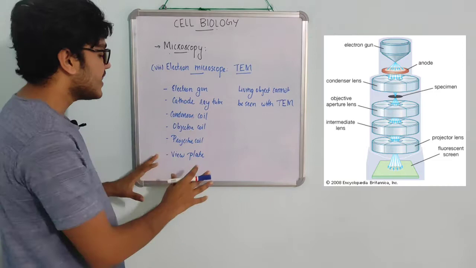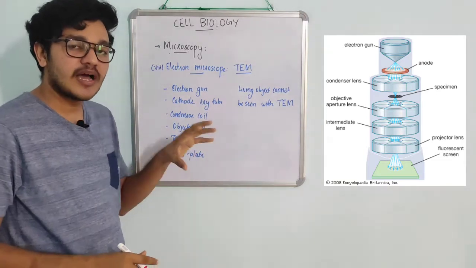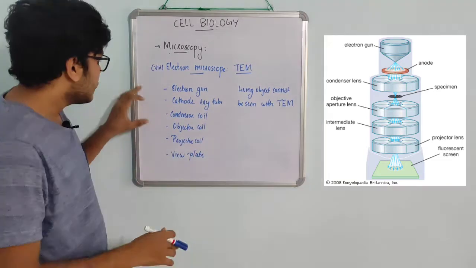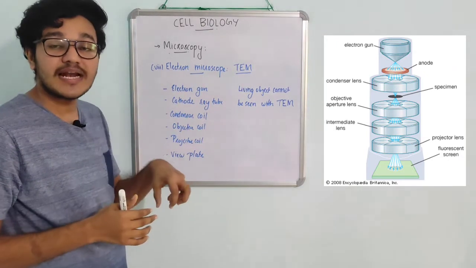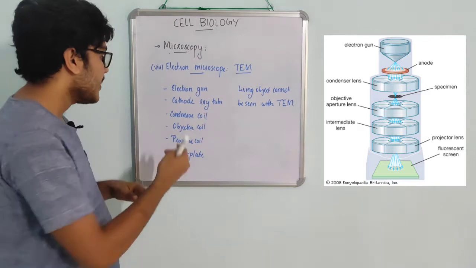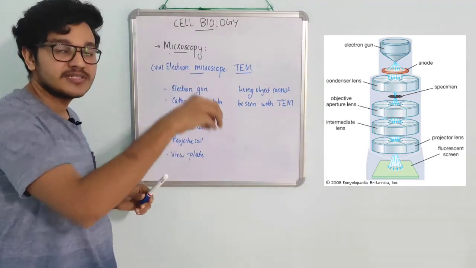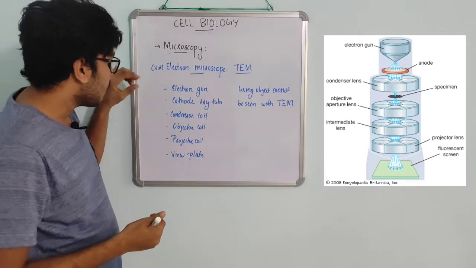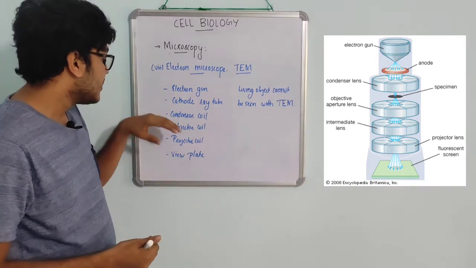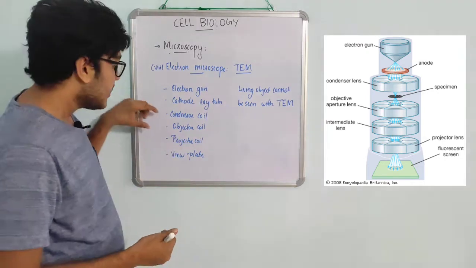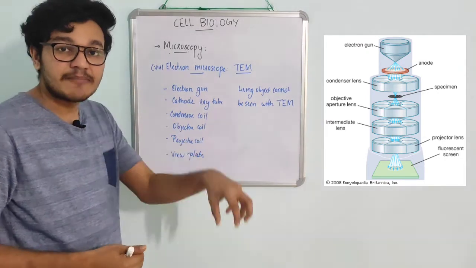Now first let's understand the basic structure or components of an electron microscope in a simple way. The first one is an electron gun, which is a V-shaped coil, and it shoots electrons when it is heated up to a high temperature. Then there is a cathode ray tube which focuses the electrons, and a condenser coil which focuses the electrons to the object, and from the object the image is collected by the objective coil and passes to the projector coil, which projects the image on a view plate.